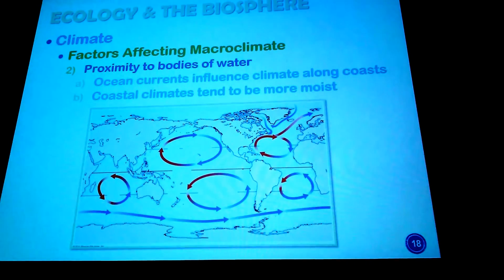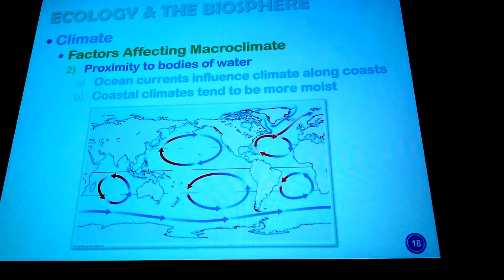Also affecting macroclimate is proximity to bodies of water. Ocean currents influence the climate along the coast. Coastal climates tend to be more moist. And you can see it here. The red is the warm, the blue is the cool. It picks up warm air going from the equator up Asia into the northern area up here by Alaska, where it's going to pick up cooler air and bring it down here. This is why our coastal waters are usually a little cooler. Every now and then they warm up. We'll talk about that in a few minutes.